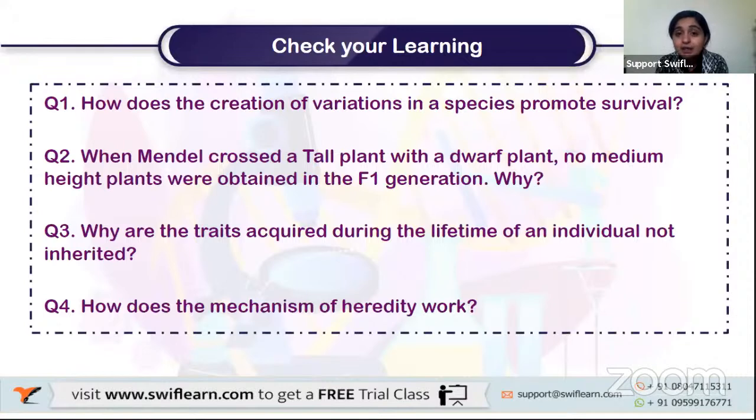Now, let us check our learning a little bit, whatever we have done up till now, let us check it together. So, how does the creation of variation in species promote survival? You remember this important question: if we have variation in the species, how is it helping our survival? The next question is, when Mendel crossed a tall plant with a dwarf plant, no medium height plants were obtained in the F1 generation. Why?